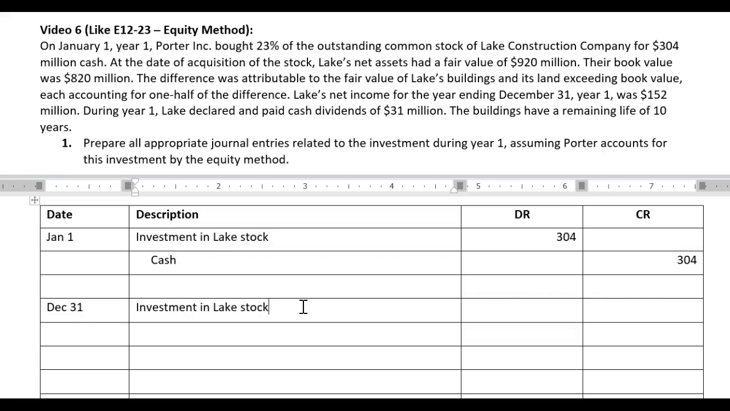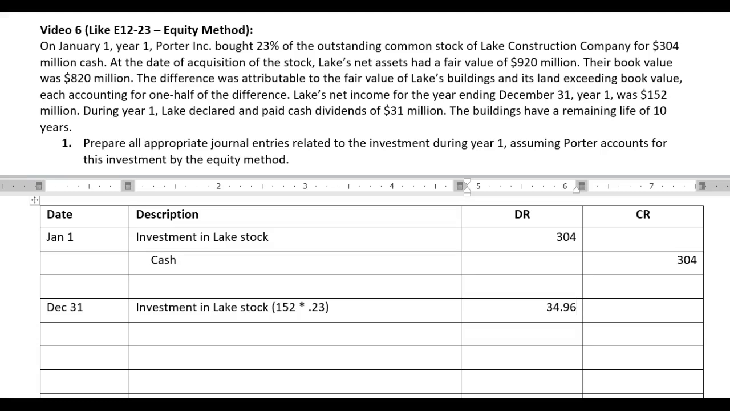Well, what does that mean? Well, the company as a whole made $152 million. We, in essence, own 23% of that because we're a 23% owner. So we're going to multiply that $152 million by the 23% that is theoretically ours and put it on our books at 34.96. Again, all these numbers are in millions.